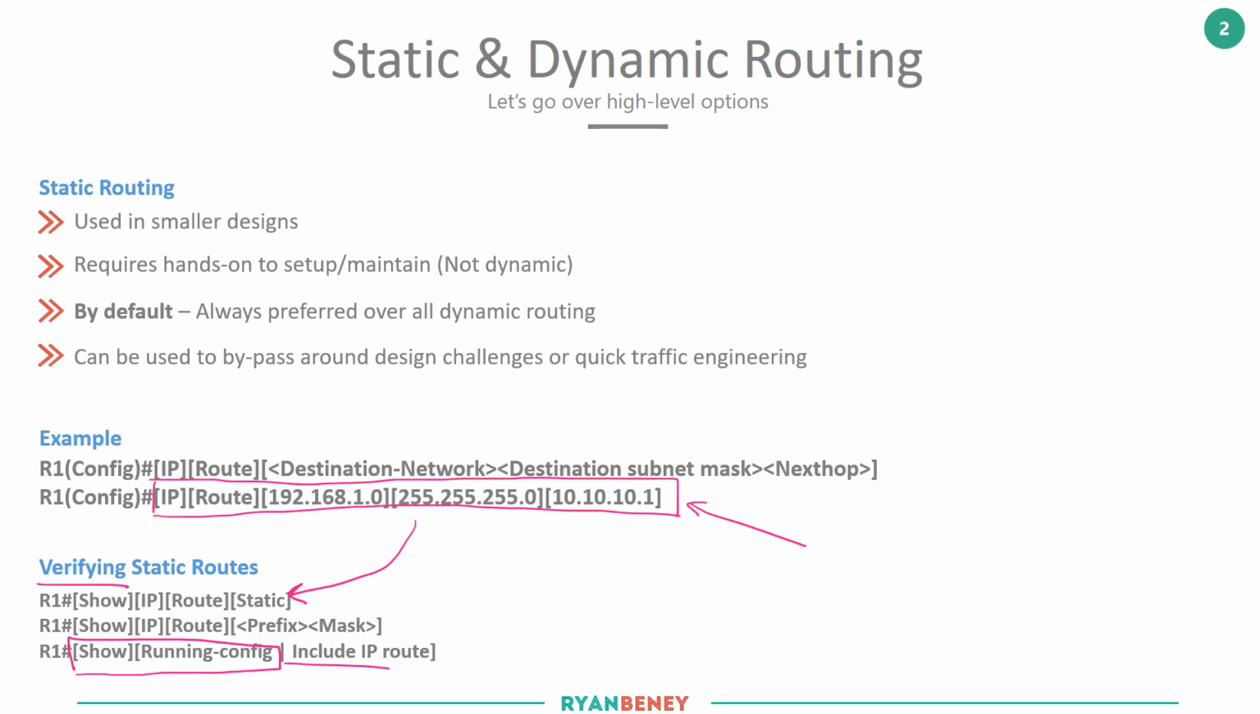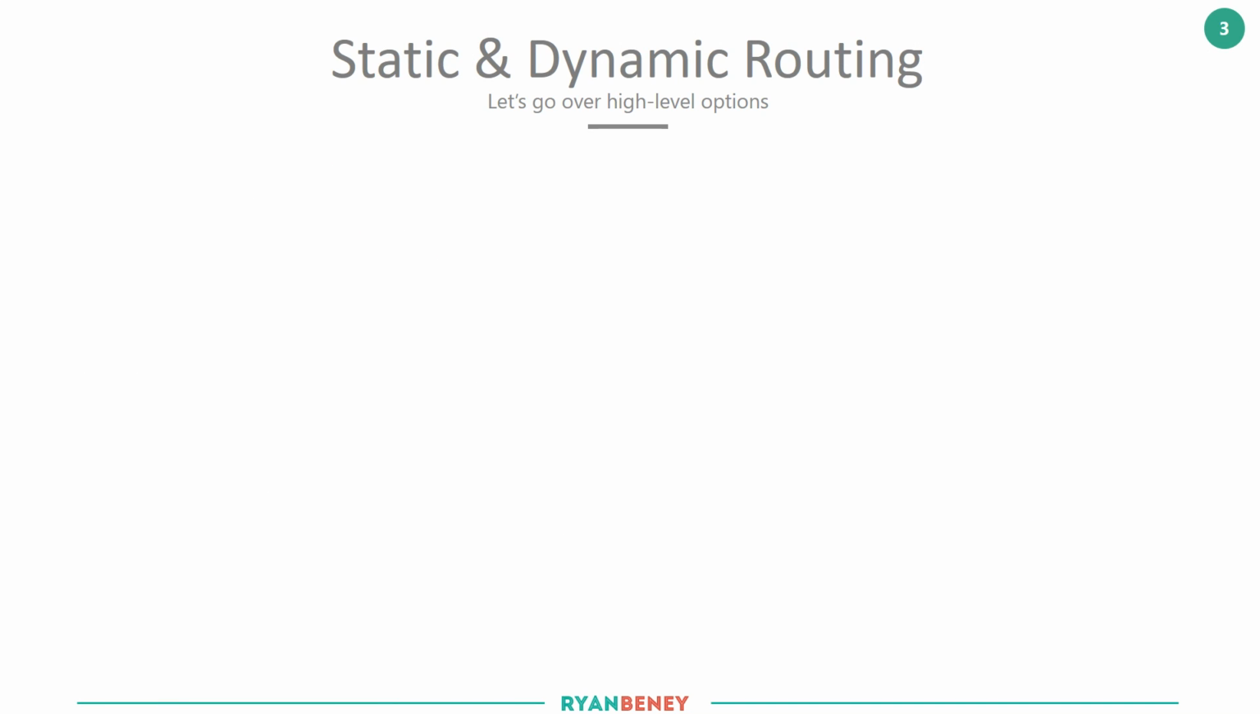A lot of engineers look at the running config, they see it's there as a part of the configuration, and they believe it's in place. Don't get confused between configuration and verification. Moving on to dynamic routing.